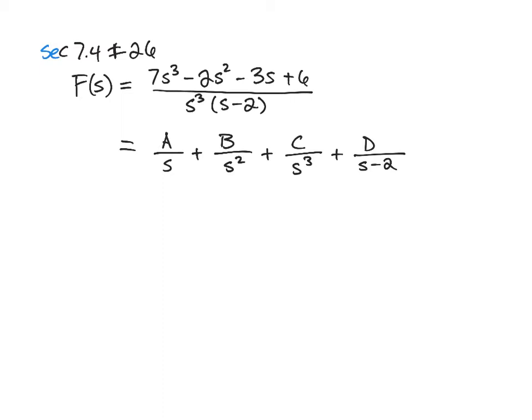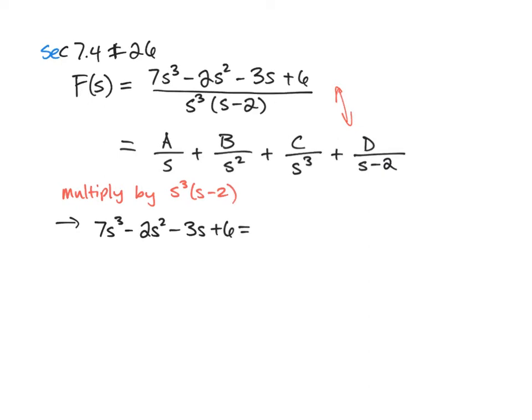So because we've got these two equal to each other, we're going to multiply by s cubed times s minus 2 on both sides, and that will give us that. On the left-hand side, we'll be left with just the top, 7s cubed minus 2s squared minus 3s plus 6.